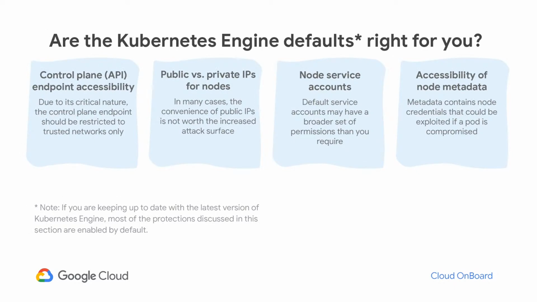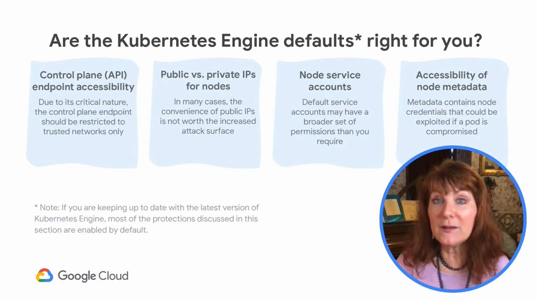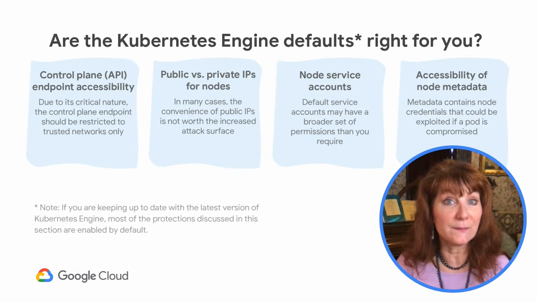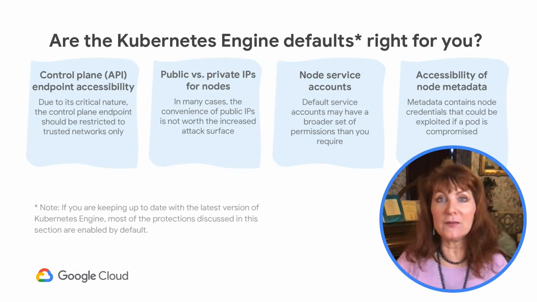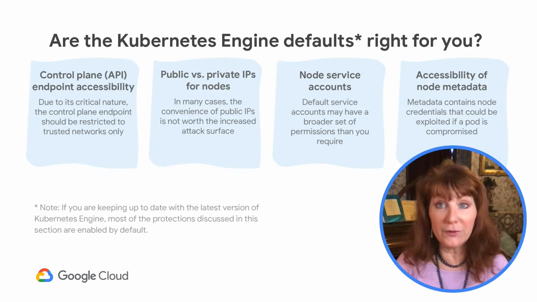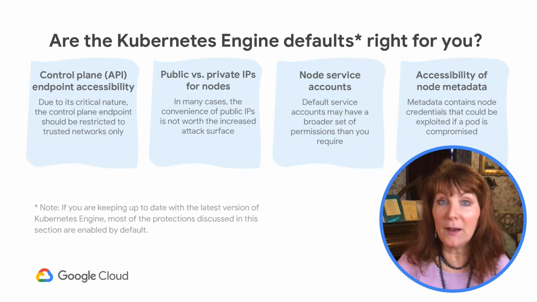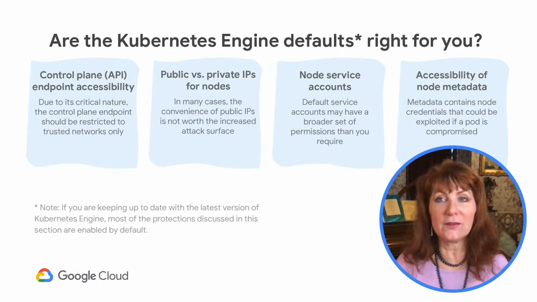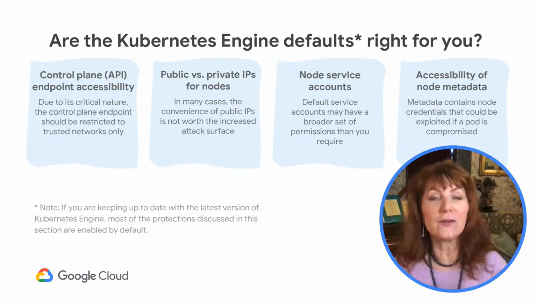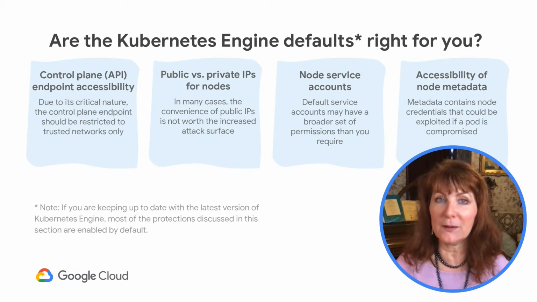So the next question might be, are the Kubernetes engine defaults right for you? Now, later versions of Kubernetes default to secure settings for most options. All of these settings should be reviewed when creating a new cluster to make sure they match your specific use case. For example, the control plane API provides administrative access to a cluster, and as such, access should be limited as much as possible to being from trusted networks only, as we mentioned previously.